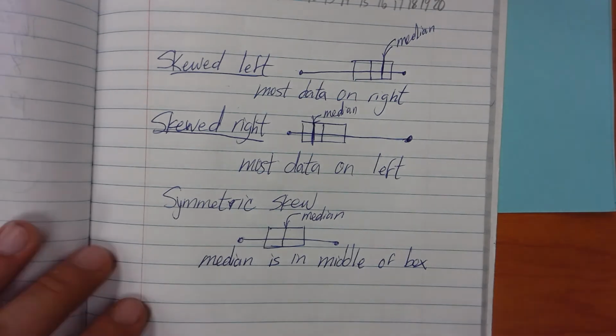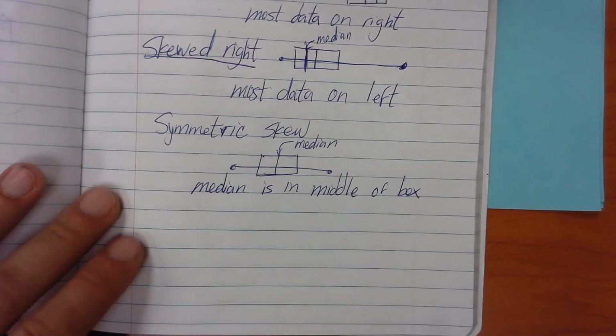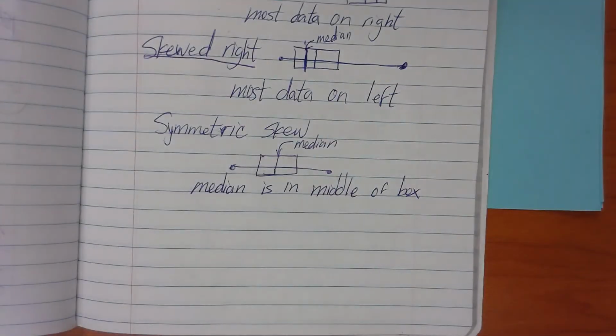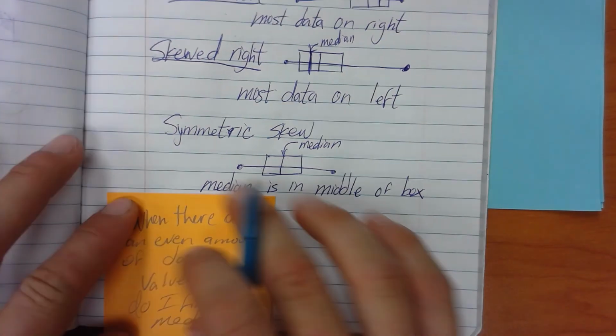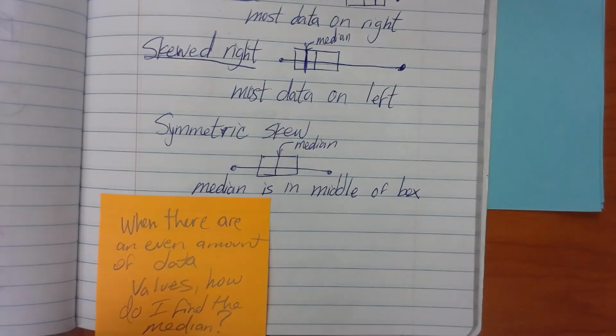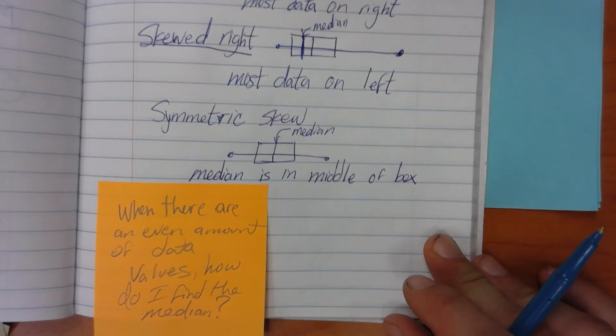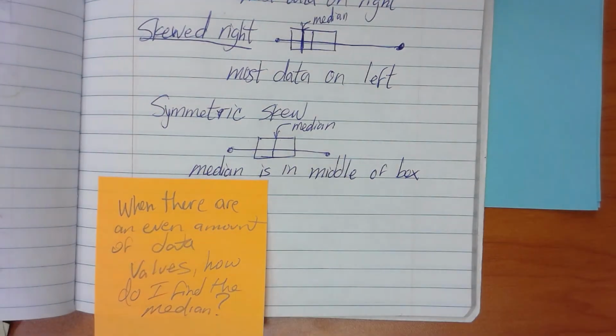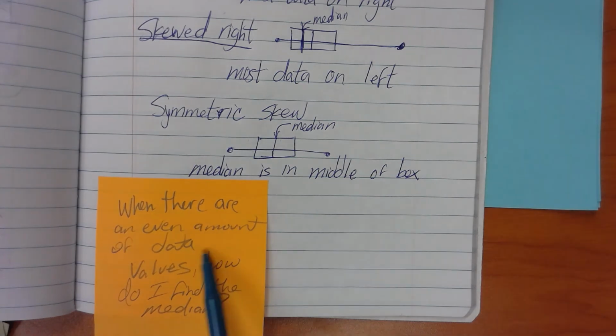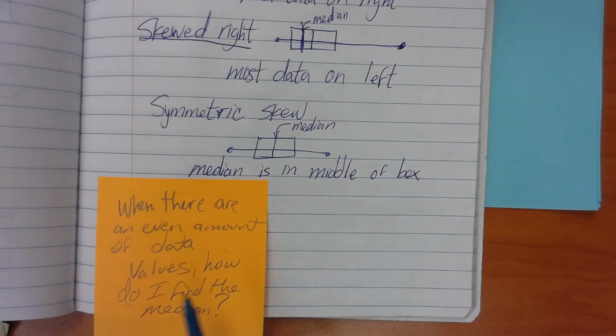Alright, so go back and review this if you need to. I do want you to answer this question, or a couple questions, in your notebook in complete sentences before you start on your problem. When there are an even amount of data values, how do I find the median? So you can go back in the video if you're unsure. We did talk about this in class.